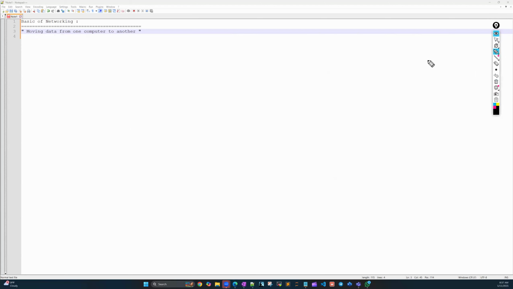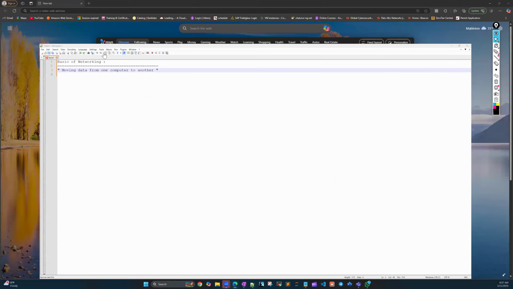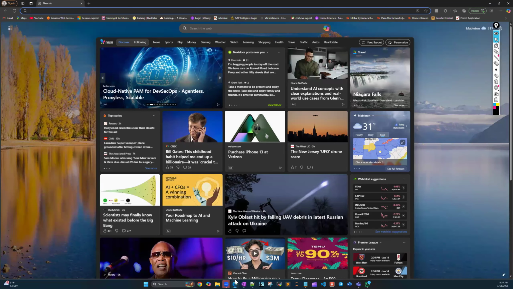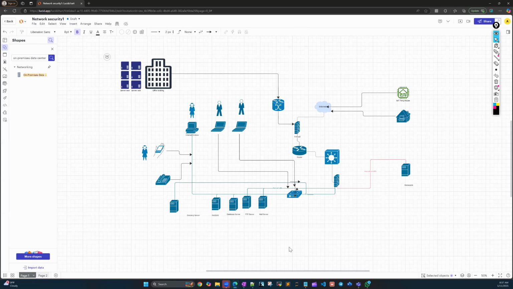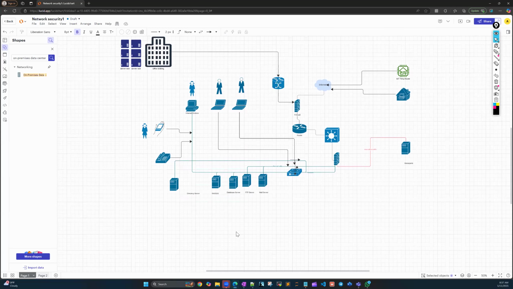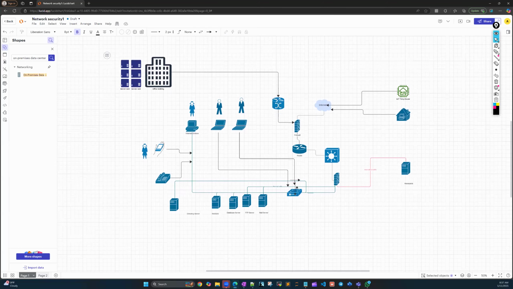Let me quickly show one diagram. Okay, I designed this diagram last night. Can we see this diagram? Yes, we can see it. All right, so this is an example of an enterprise network.